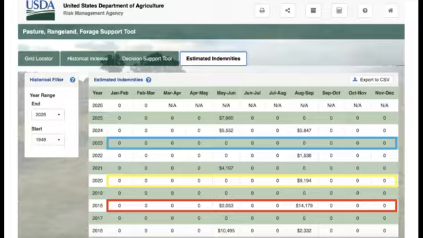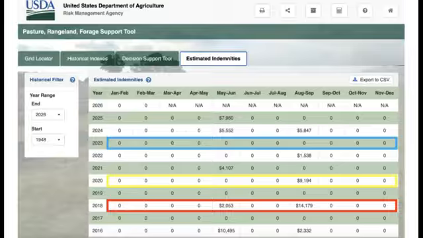Similarly, in 2020, while the August-September interval paid $9,194, no payment occurred in the May-June interval. This tells us drought conditions were concentrated in late summer rather than spring. In 2018, the May-June interval paid $2,053, while the August-September interval paid $14,179. The large August-September payment suggests severe drought conditions occurred during that interval.